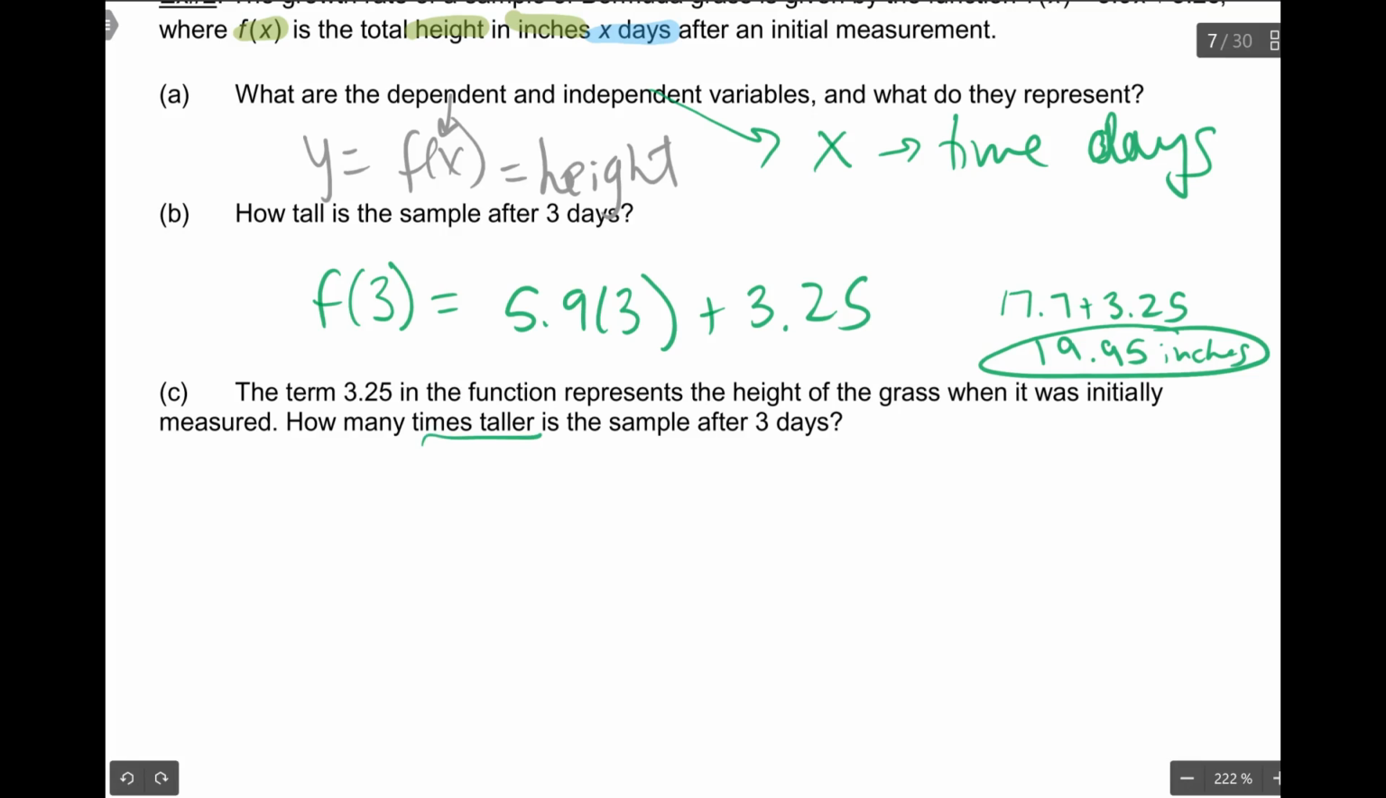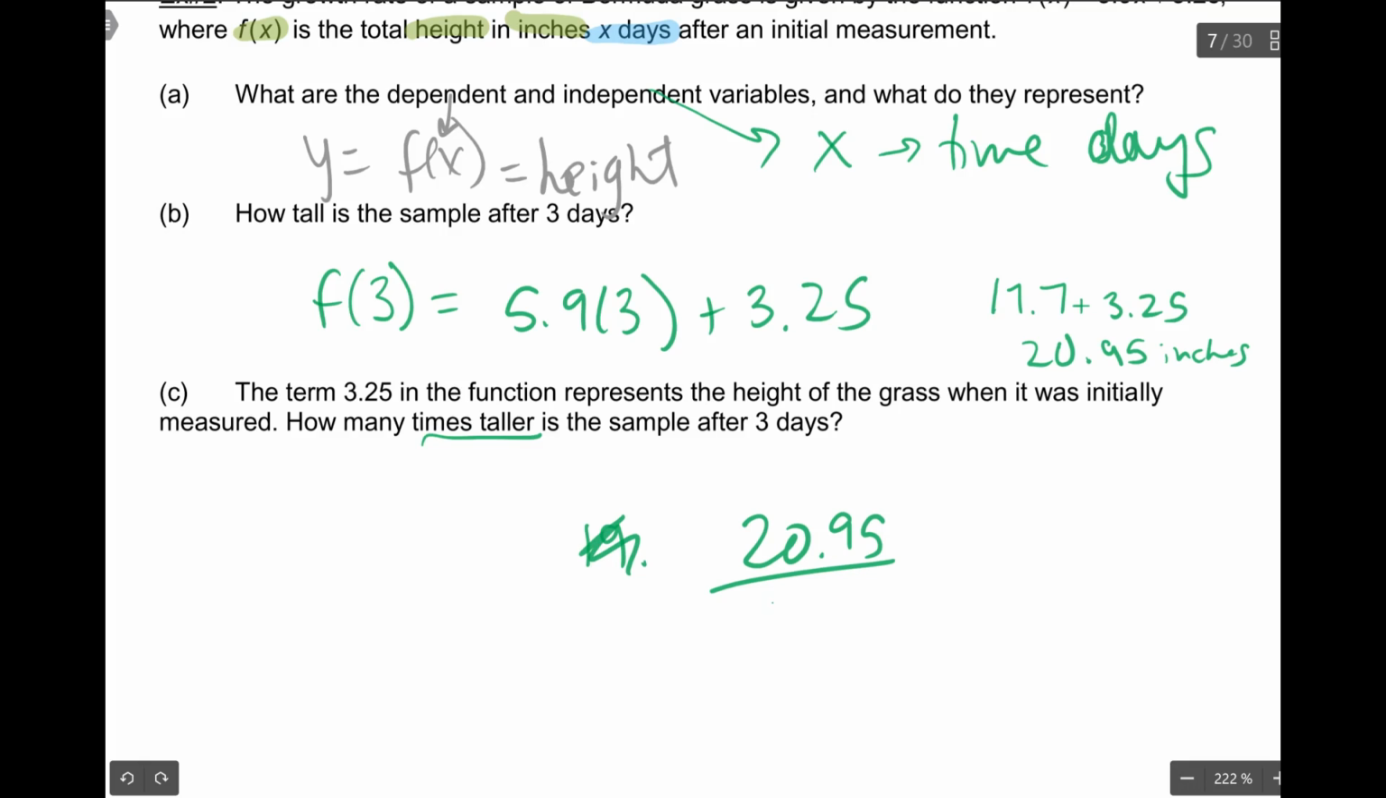How many times taller is it after 3 days? So you take 19.95. Oops, this should be 20.95. 17.7 plus 3.25 is 20.95. So you take 20.95, divide by 3.25, and we get how much taller it is. So that's 6.44 times taller.